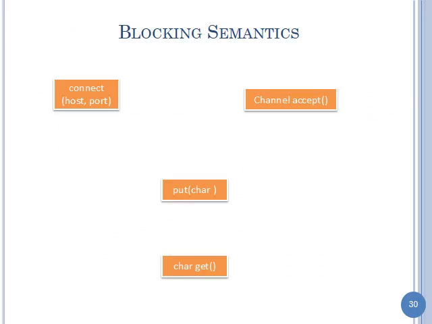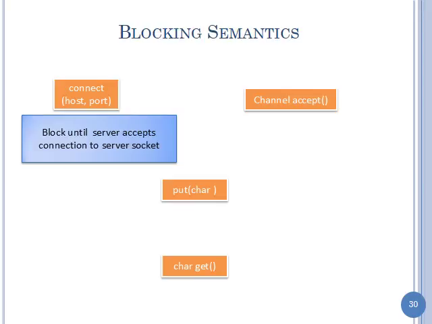Okay, so let's get this right. Connect host port will return when? When there's an accept response from the server. Underneath there's a socket there, that's what I'm saying, server socket. I should really say server channel. But when we are in the blocking semantics, we're actually talking of the channel being a socket. Accept will block until the client sends the connect message.